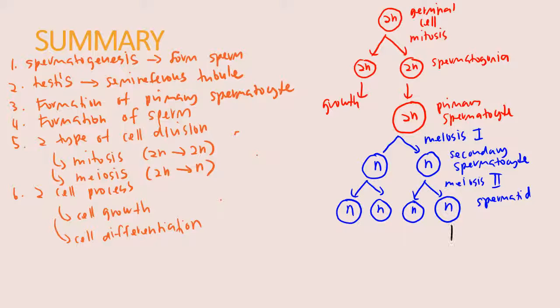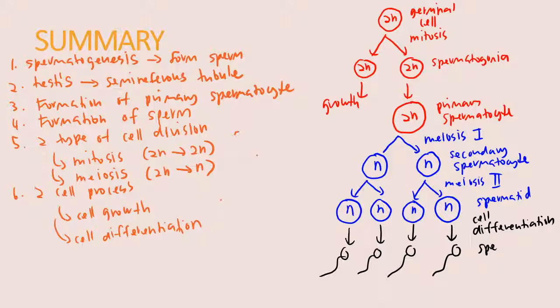Then all the spermatids will undergo cell differentiation to form sperm, also known as spermatozoa, which is also a haploid cell.